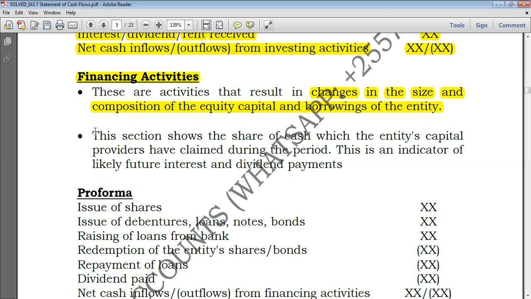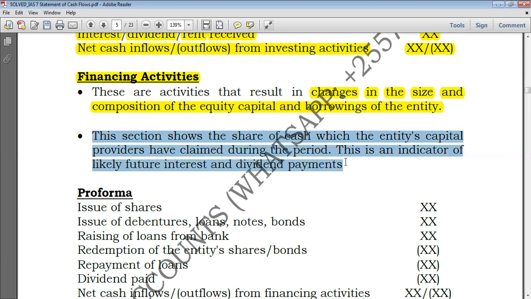All right. So to get more details, this section shows the share of cash which the entity's capital providers have claimed during the period. Of course, if someone has provided capital and you have made a repayment, we could show the amount that they have claimed. But not only that, if someone has given you capital, you could have paid them dividends. Let's say you have issued shares and someone has subscribed to such shares. So you could also incorporate that issue here. So we say this is an indicator of the likely future interest and dividend payments. So that's what the cash flow entails.